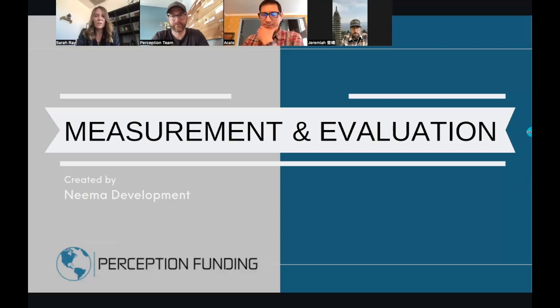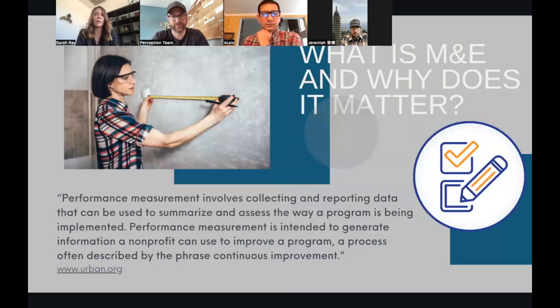Well, let's jump into some of the more technical definitions of what measurement and evaluation is and why, at least I think, it matters. We'll see if you all think the same by the time we're done with the course. So performance measurement involves collecting and reporting data. So that's those spreadsheets that you all were conjuring, that can be used to summarize and assess the way a program is being implemented. It's intended to generate information that a nonprofit or a ministry, or even a business really, can use to improve their programs.